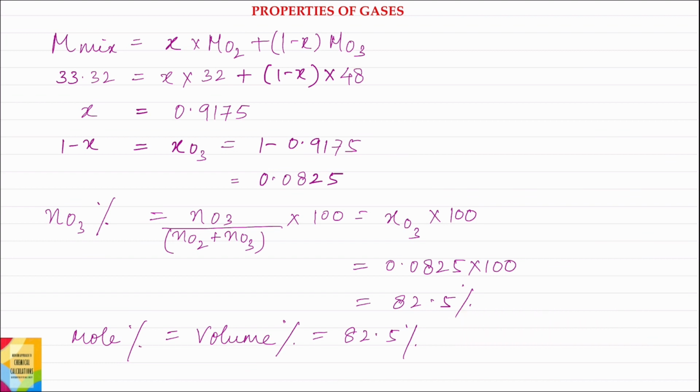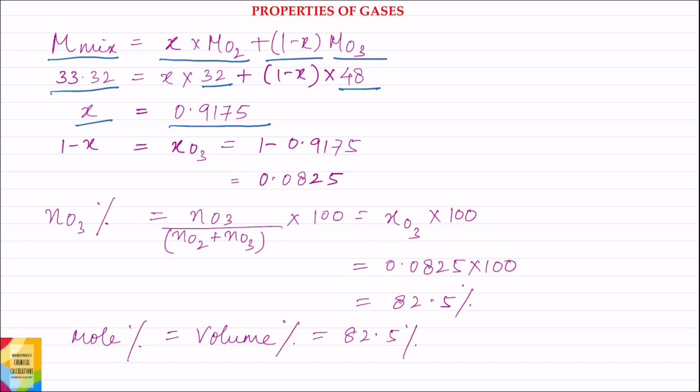Now putting the value for the mole fraction of oxygen in equation 1, we get the molecular weight of the mixture is equal to X times the molecular weight of oxygen plus 1 minus X times the molecular weight of ozone. What is the molecular weight of the mixture? The molecular weight of the mixture is 33.32 gram per mole. The molecular weight of oxygen is 32. The molecular weight of ozone is 48. Solving, the value of X will be 0.9175. What is X? X is the mole fraction of oxygen.